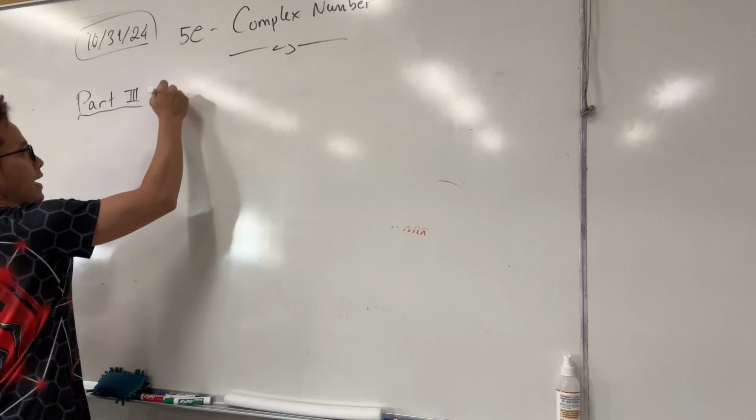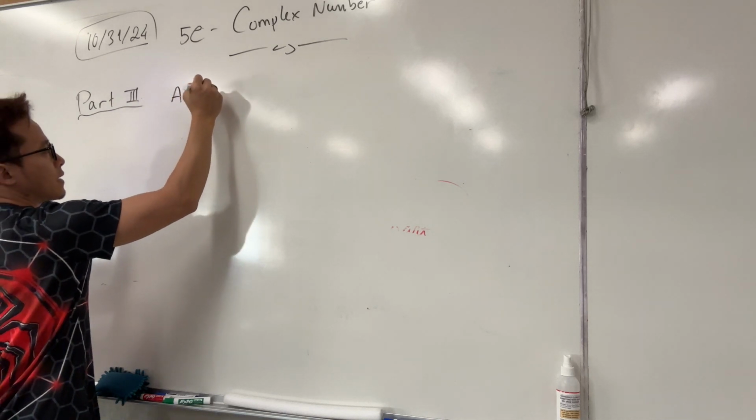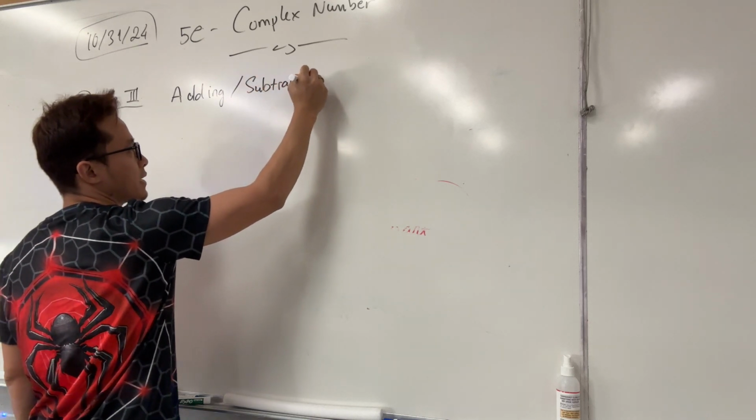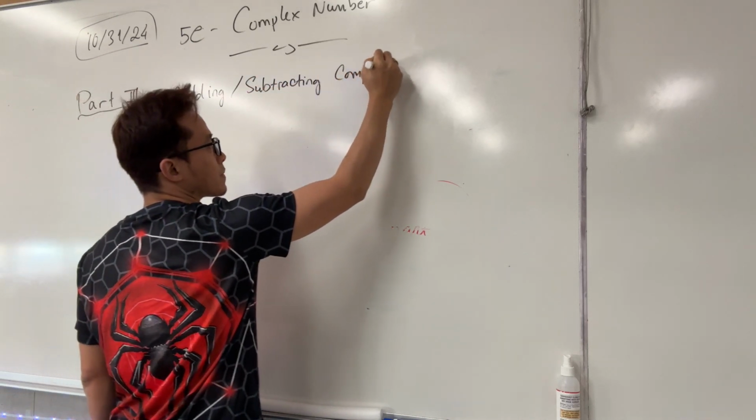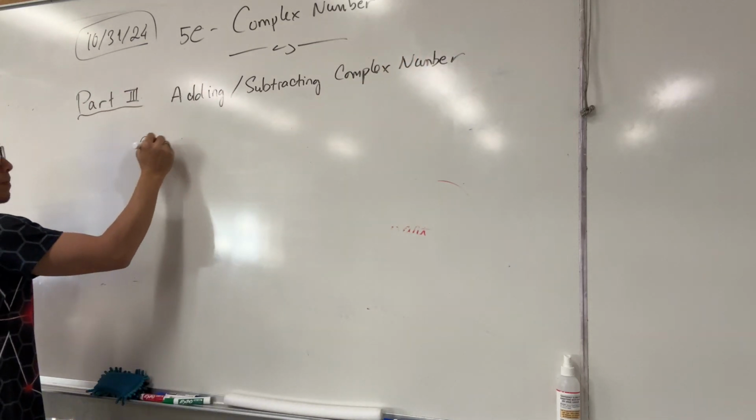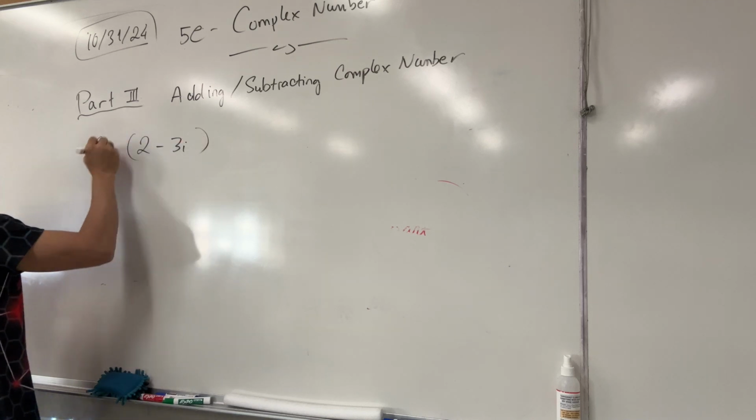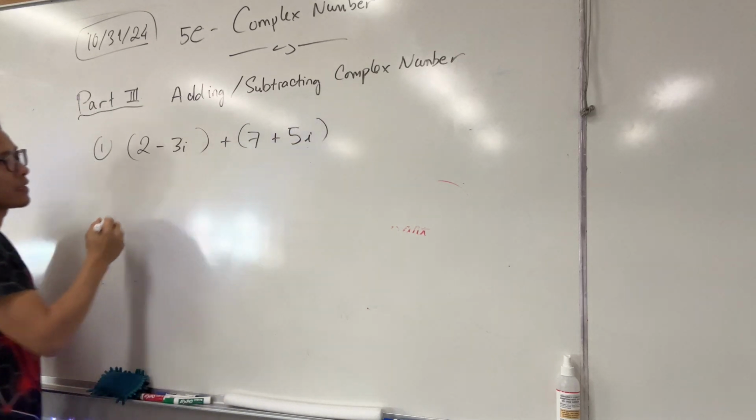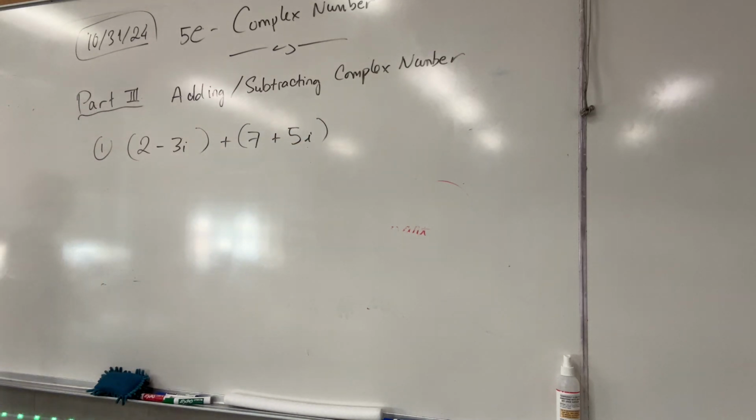Part 3 is adding. The one, if you did the homework for C, this is the one you see. Adding, subtracting complex numbers. So for example, I have 2 minus 3i plus 7 plus 5i. Okay? So to add this, what do you think? How do we add this, Gabriel? You will combine the like terms. This is exactly combining like terms, okay?